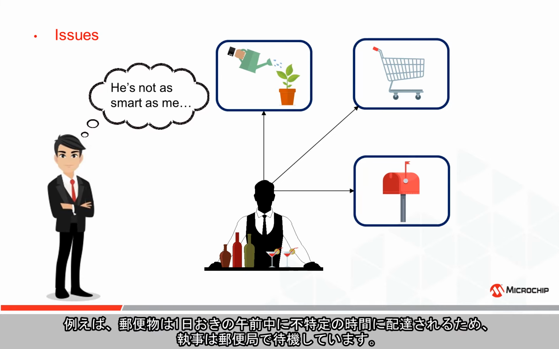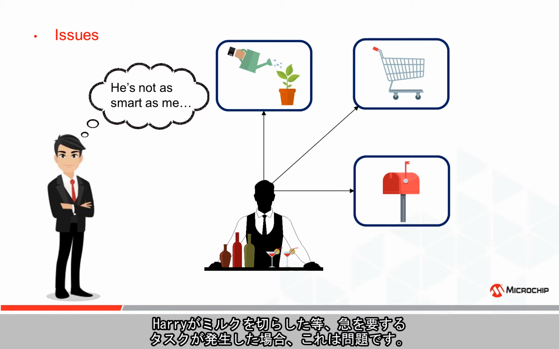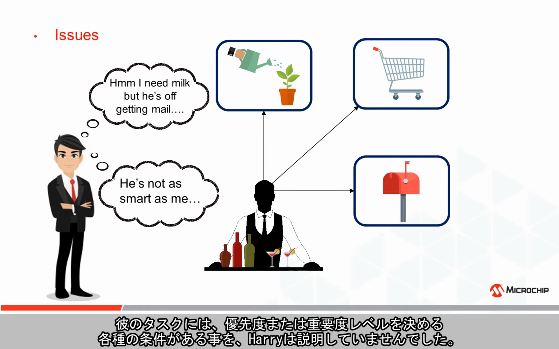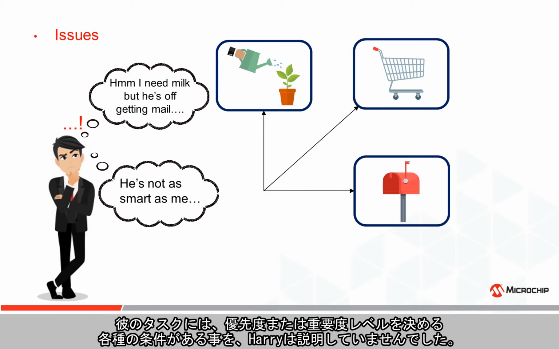For example, the mail is delivered every other morning at an unspecified time, so the butler usually waits at the post office until the mail is ready to go. Now, this becomes a real issue when a more pressing task comes up, such as Harry running out of milk. It seems Harry didn't account for the fact that his tasks have a variety of conditions and circumstances that imply a level of priority or importance over each other.